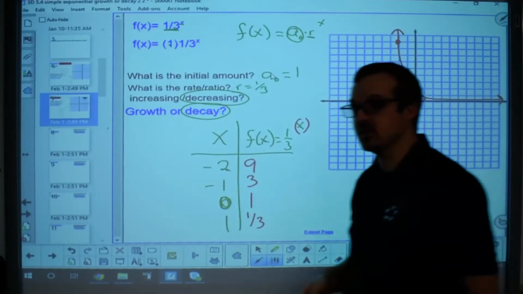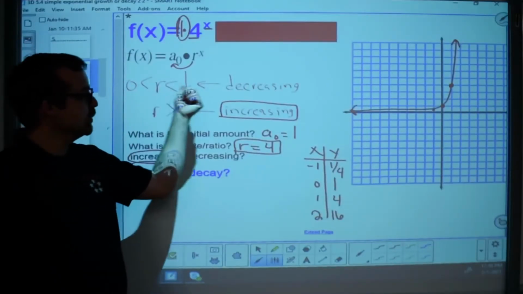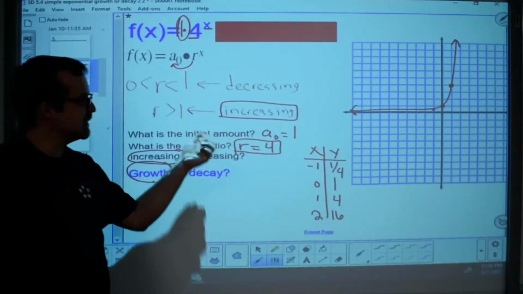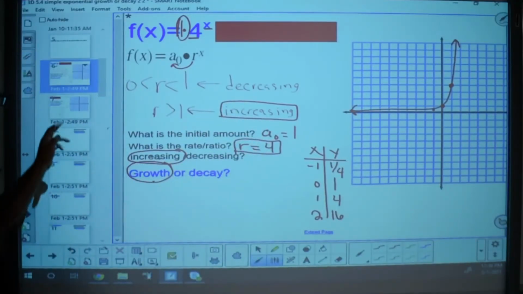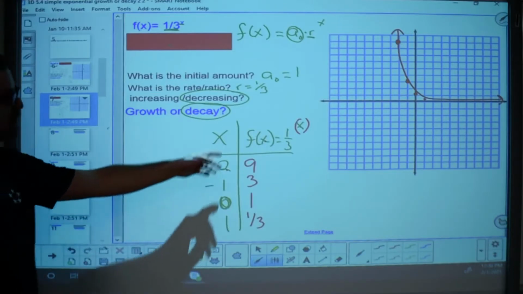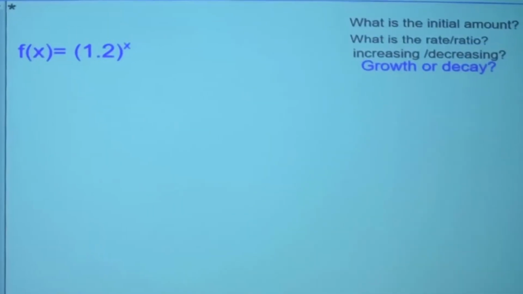Again, if you didn't get this on the last slide, if the ratio is between 0 and 1, or you could basically just say less than 1, it's decreasing. And if the ratio is greater than 1, it's increasing. Okay, so that's what we see here. The ratio is less than 1, so we're going to go with decreasing. Okay, let's try this one out. Go ahead and pause the video.